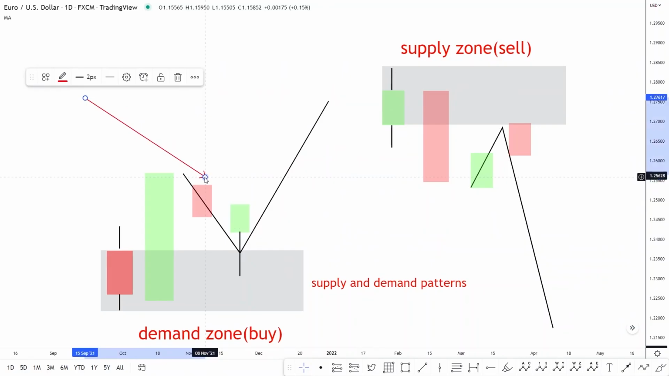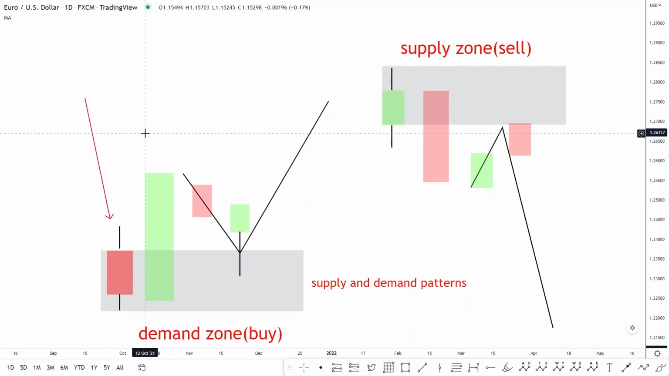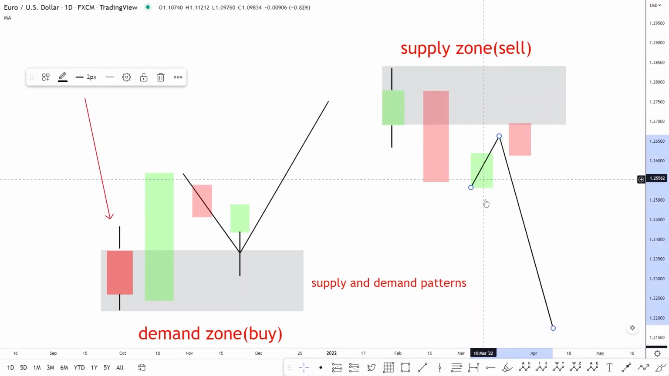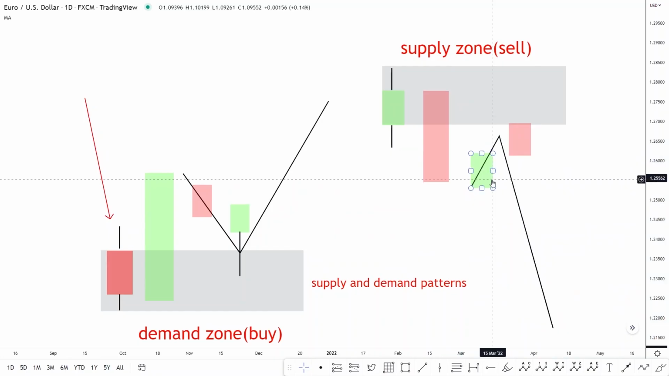And to draw the zone, we need to see an engulfing candle. This one is an engulfing candle, and this one is a bearish engulfing candle. As you can see, the body of this one is bigger than the body of this bearish candle. And on supply, we have a bullish candle first after the engulfing candle. And sometimes it's possible to have something like this. Let me show you what I mean.